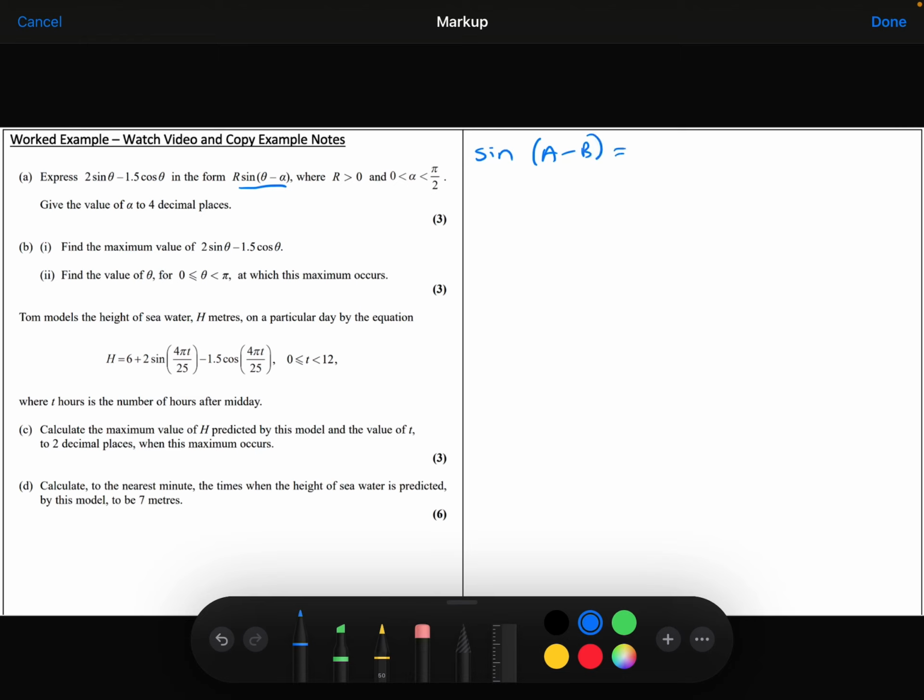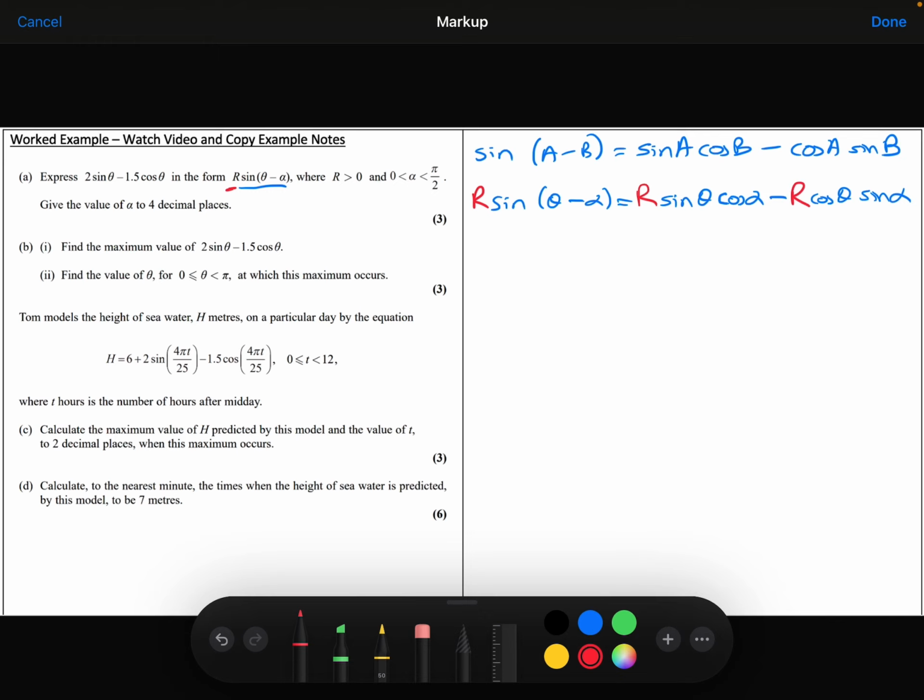In your formula booklet, this is sine a cos b minus cos a sine b. So in this case, we have sine theta minus alpha. So that's going to be sine theta cos alpha minus cos theta sine alpha. But we are also timesing by r, so times this by r, times this by r, timesing both sides of this identity by r.